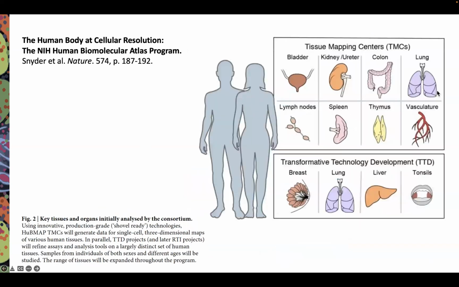In the last several years, the tissue mapping centers have really been focused around several key organ sites, in particular mapping the bladder, the kidney and ureters, colon, lung, lymph nodes, spleen, thymus, and vasculature. The TTDs have been testing out new technologies in other sites like the lungs, breast, liver, and tonsils. These have been the key sites, so clearly this is not the whole body, but some important parts to start forming the basis for that long-term vision of creating a whole body atlas. These have been the focus for the last several years.